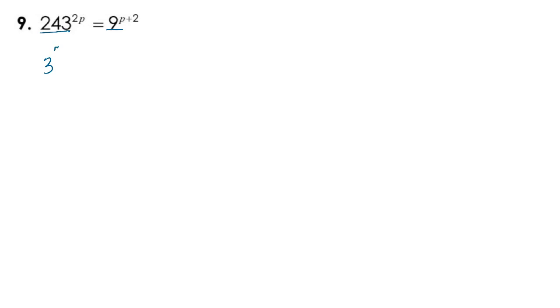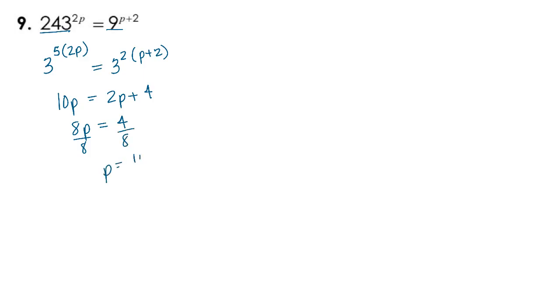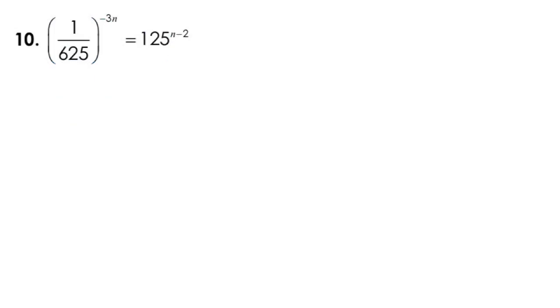So that's going to be 3 to the 5th, and times, because you have an exponent raised to an exponent, equals 3 squared, and that's going to be times our p plus 2. So this is going to be 10p equals 2p plus 4. I'm going to subtract our 2p over, so 8p equals 4. I'm going to divide both sides by 8, and so p is 1/2. Alright, and there wasn't any need for us to check our answers. It was just with the logarithms.